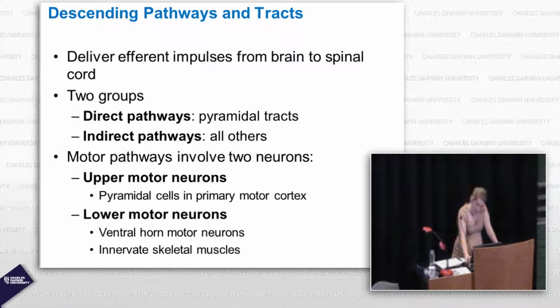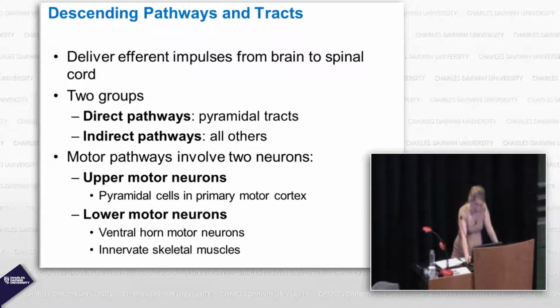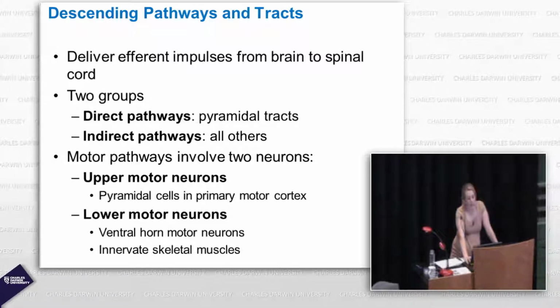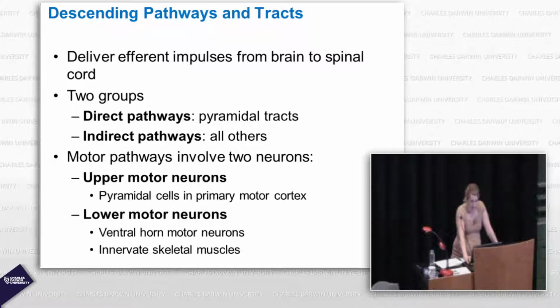So we've only got two groups of pathways for these ones. We've got direct pathways, and these are called pyramidal tracts, and that is because they go through the pyramids of the medulla. All of the other tracts are indirect pathways. There's just two neuron links in the chain for this one. We've got upper motor neurons, the first ones going from the brain down, and then lower motor neurons going from the ventral horn of the spinal cord and into the muscles of the periphery.